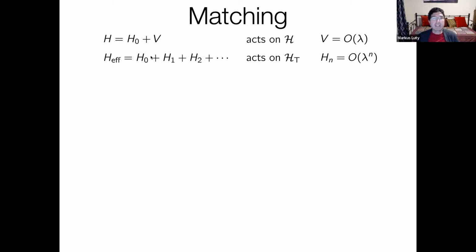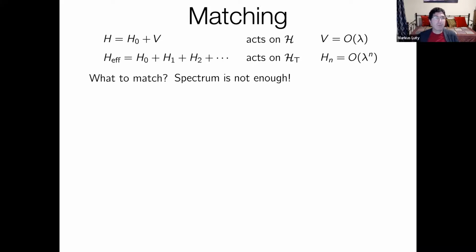This is a finite dimensional Hamiltonian that acts on H_T, and this H sub n is the order lambda to the n contribution to this. Now the question we have to ask is, what quantity are we supposed to match to define the effective Hamiltonian? The very first thing that you think of, and the only thing that anybody else has ever thought of or discussed that I know of in the literature, is the energy spectrum.